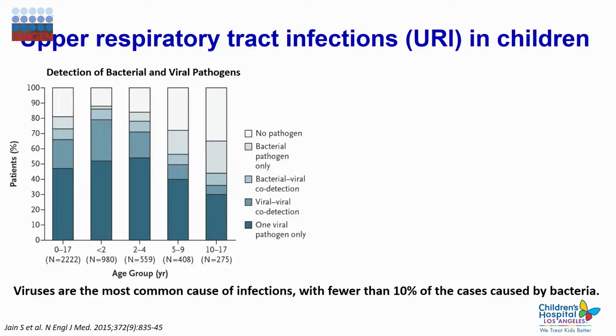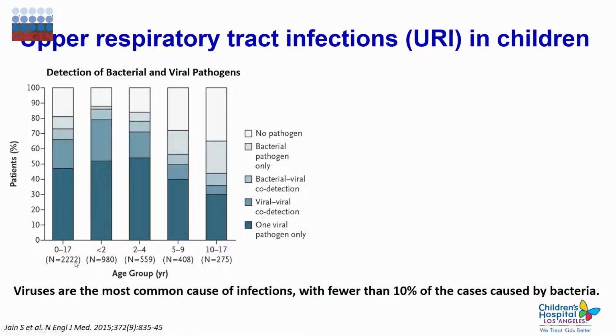I just wanted to talk briefly about this paper that was published in the New England Journal of Medicine in 2015. This paper looked at the incidence of upper respiratory tract infection in children between the ages of 0 to 17, so newborn to 17 years old. They looked at a total of 2,222 patients.